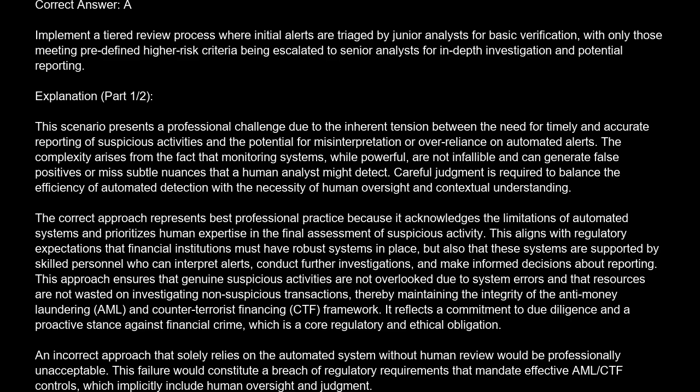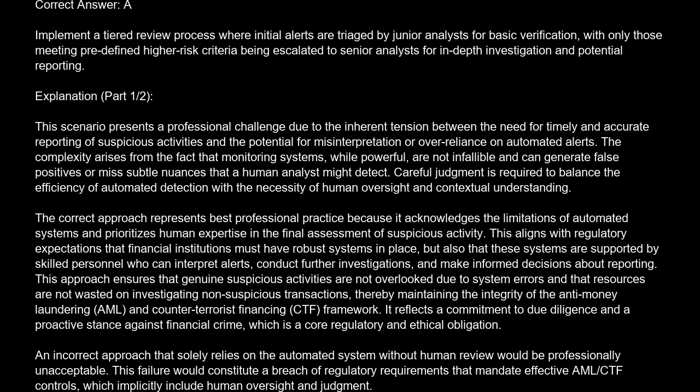The complexity arises from the fact that monitoring systems, while powerful, are not infallible and can generate false positives or miss subtle nuances that human analysts might detect. Careful judgment is required to balance the efficiency of automated detection with the necessity of human oversight and contextual understanding. The correct approach represents best professional practice because it acknowledges the limitations of automated systems and prioritizes human expertise in the final assessment of suspicious activity.